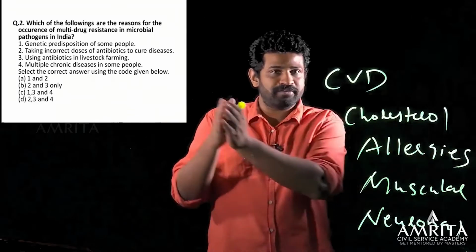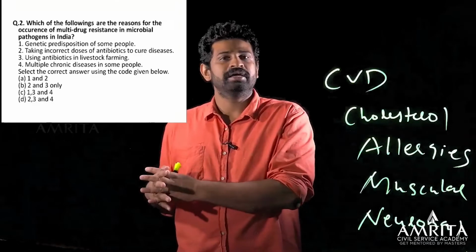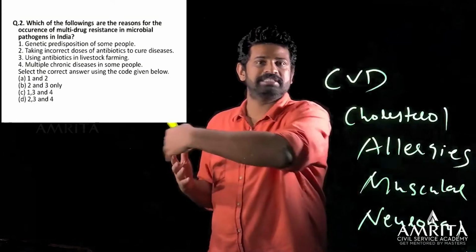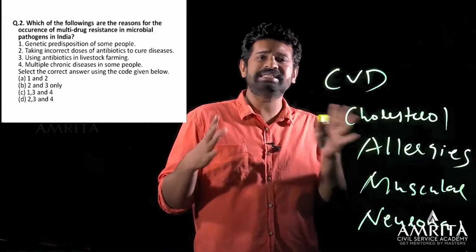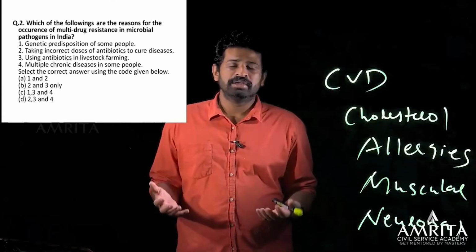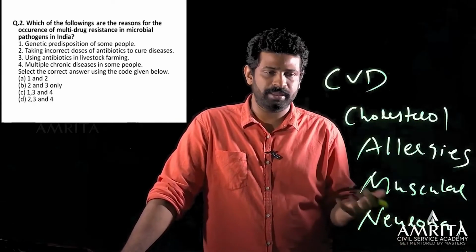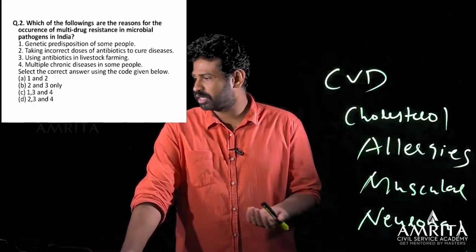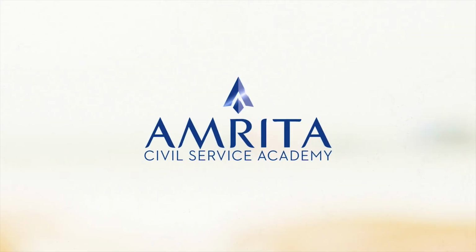Even when you have a single disease and you are taking an antibiotic for that, you can develop antibiotic resistance. Then what would be the situation when you have a set of diseases for which you will have to take so much medicine? Maybe that simple logic should work. So if you think in that sense, 2, 3, and 4 should be the right answer in this context. So for question 2, the right answer would be option D. Okay.